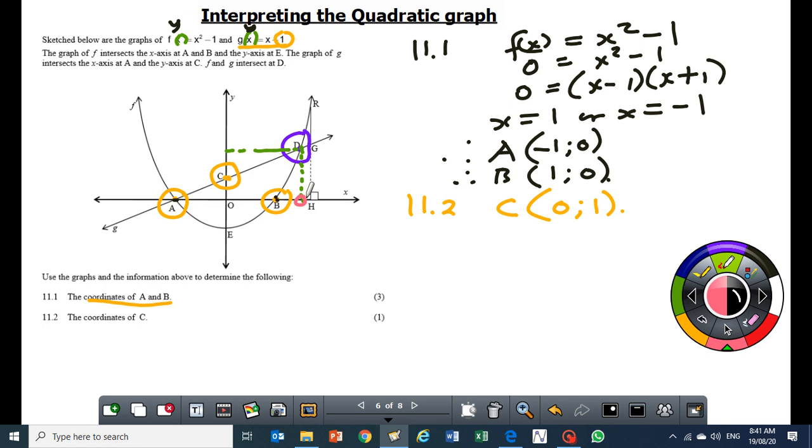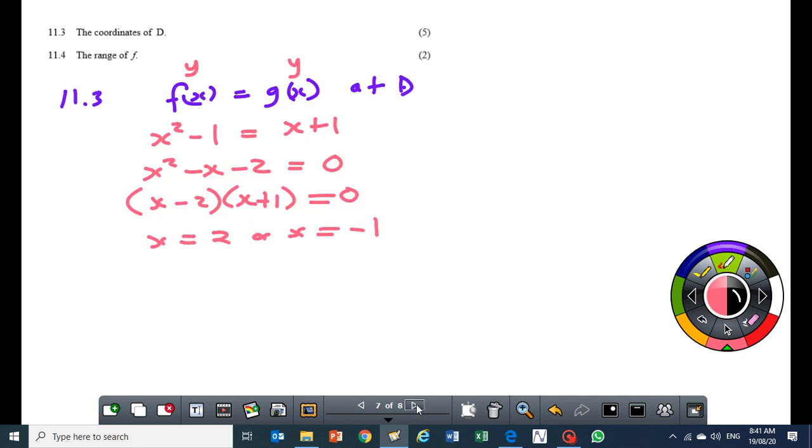So, the origin is here. So the x value must be the positive of the two. Okay? So it means we reject this one. Therefore, x is equal to 2. Okay? I'm not done. The question is asking me to get the coordinates. So I also need the y value.